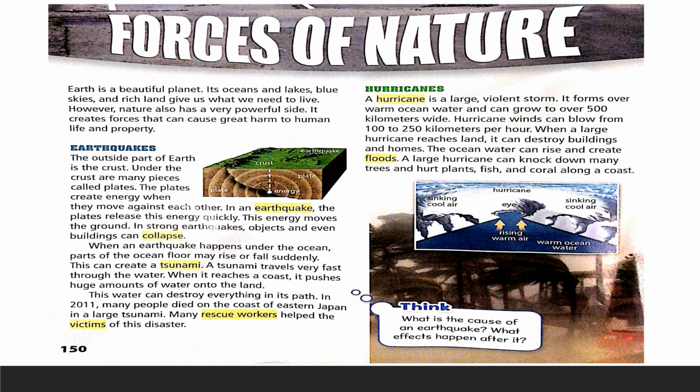Hurricanes. A hurricane is a large, violent storm. It forms over warm ocean water and can grow to over 500 kilometers wide. Hurricane winds can blow from 100 to 250 kilometers per hour. When a large hurricane reaches land, it can destroy buildings and homes. The ocean water can rise and create floods. A large hurricane can knock down many trees and hurt plants, fish, and coral along a coast.